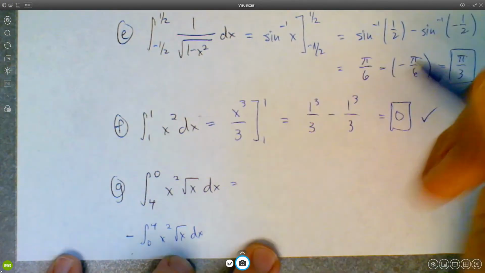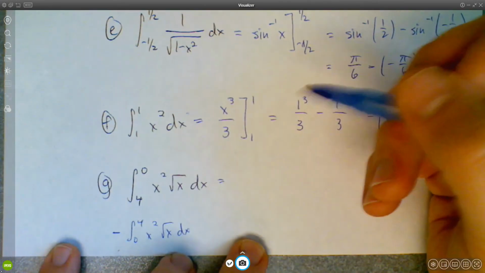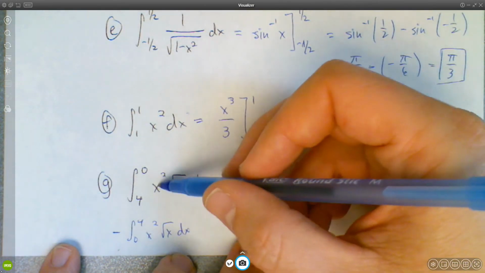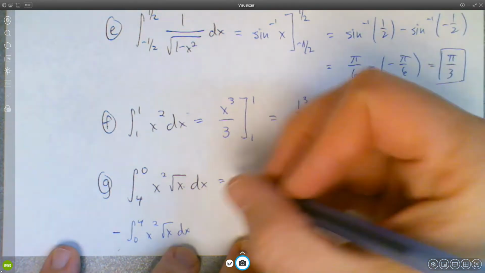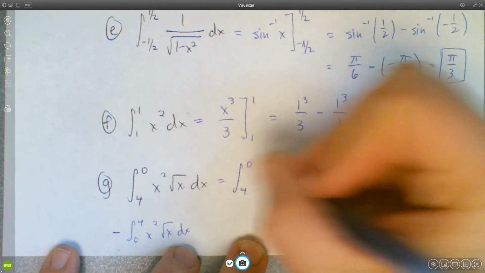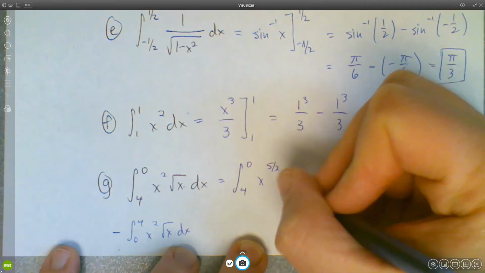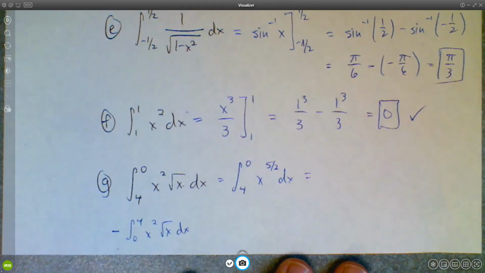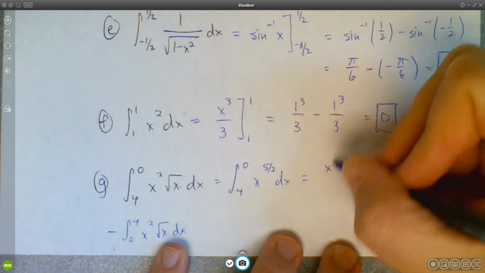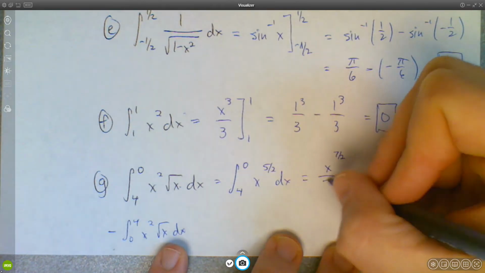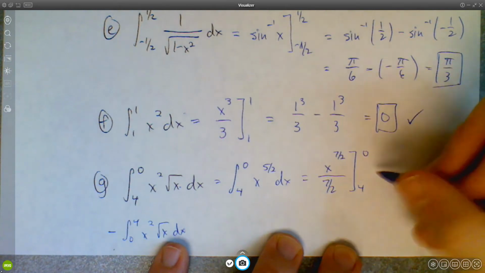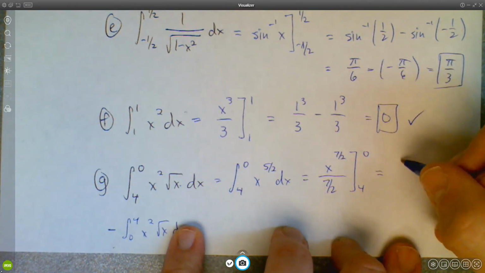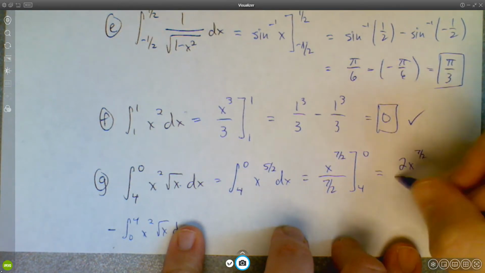So let's do this. Before I try to find an antiderivative, I'm actually going to combine these. This is x squared times x to the 1/2. So if I add those exponents, I should get 5 halves, right? So this is the integral from 4 to 0 of x to the 5 halves dx. And now I can find an antiderivative pretty easily. It's going to be x to the 7 halves divided by 7 halves. Which I guess I could simplify further and call this 2x to the 7 halves over 7.